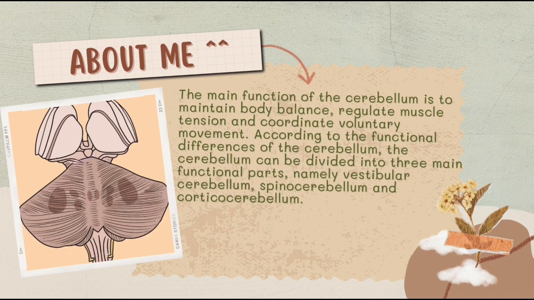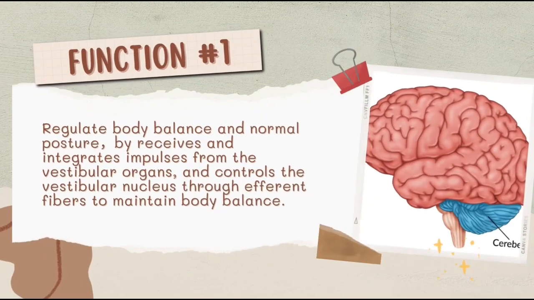According to functional differences, the cerebellum can be divided into three main functional parts. There is the vestibular cerebellum, spinal cerebellum, and cortical cerebellum. The first function is to regulate body balance and normal posture by receiving and integrating impulses from the vestibular organ and controlling the vestibular nucleus through afferent fibers to maintain the body balance.